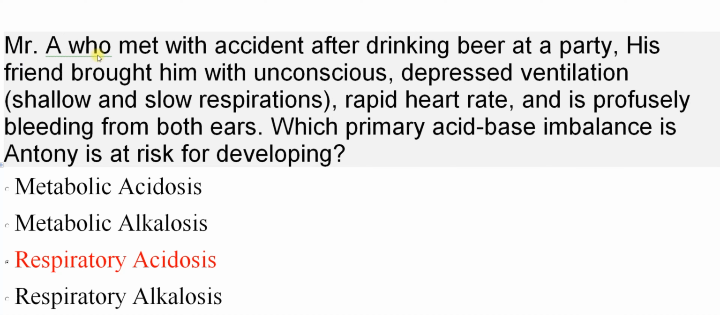Mr. A, who met with an accident after drinking beer at a party, was brought by his friend unconscious, with depressed ventilation, shallow and slow respirations, rapid heart rate, and is profusely bleeding from both ears. Which primary acid-base imbalance is he at risk for developing? Answer is respiratory acidosis.